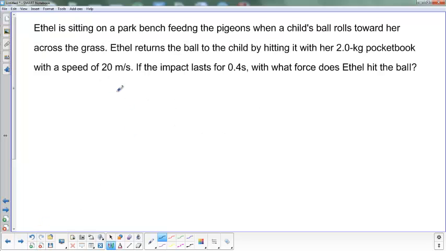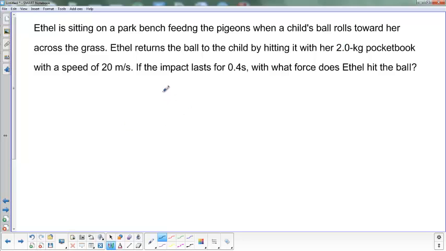So that's number one. Two, Ethel is sitting on a park bench feeding pigeons when a child's ball rolls towards her across the grass. Ethel returns the ball to the child by hitting it with her 2-kilogram pocketbook with a speed of 20 meters per second. If the impact lasts for 0.4 seconds, with what force did Ethel hit the ball? So we're going to have to use impulse. We've got time and force causing a speed change of 20 meters per second with a 2-kilogram pocketbook.